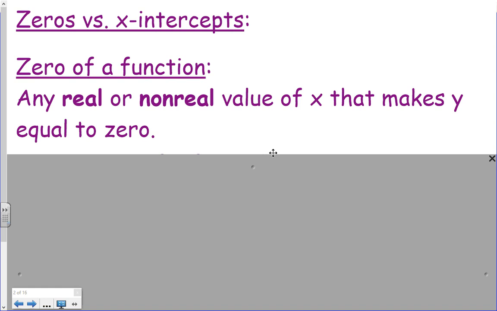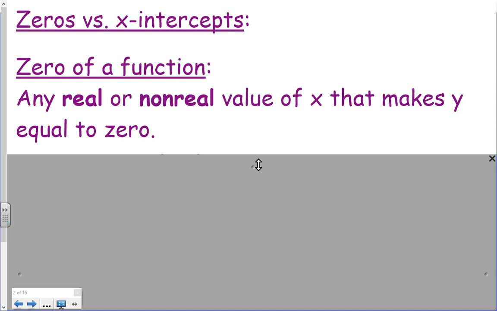A zero of a function is any real or non-real, that is, complex, value of x that makes y equal to 0. It doesn't matter whether you're talking about a quadratic function here or any other function. Finding the zero of that function means you're finding any real and non-real value of x that makes y equal to 0.